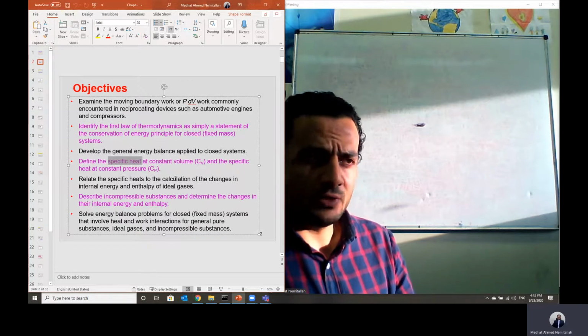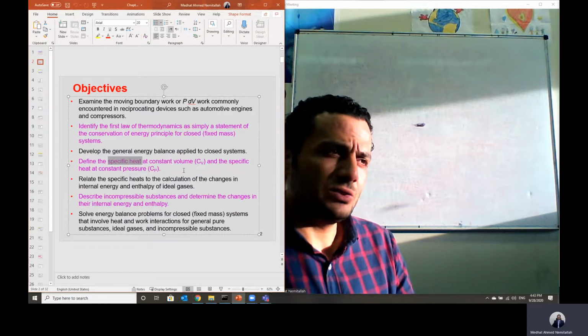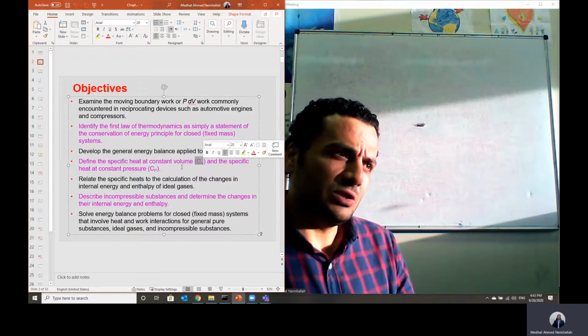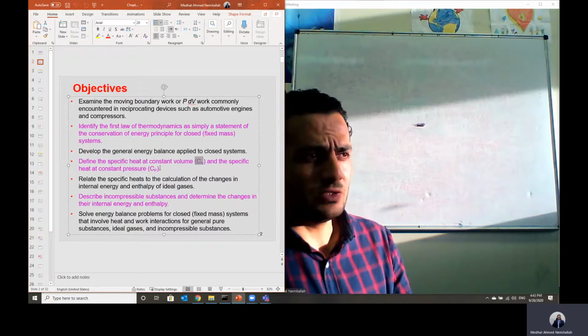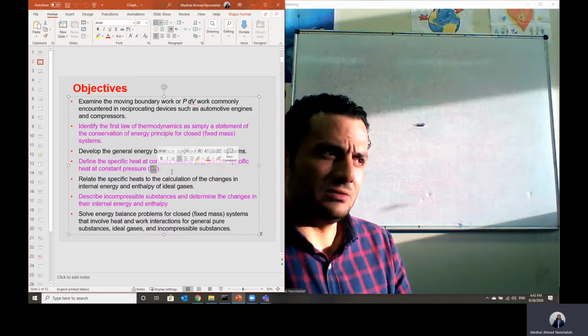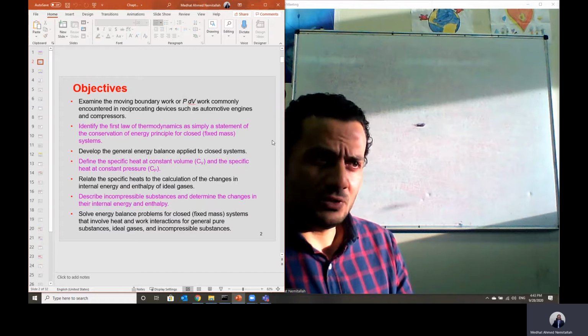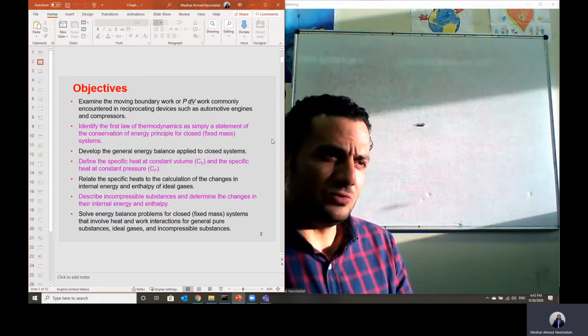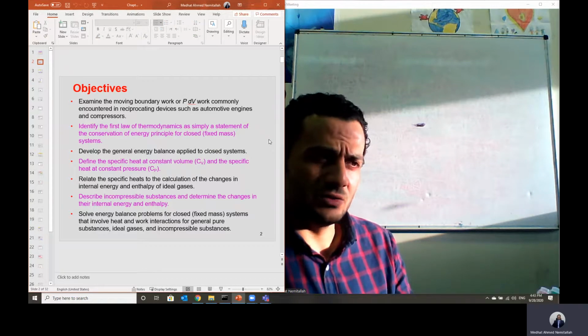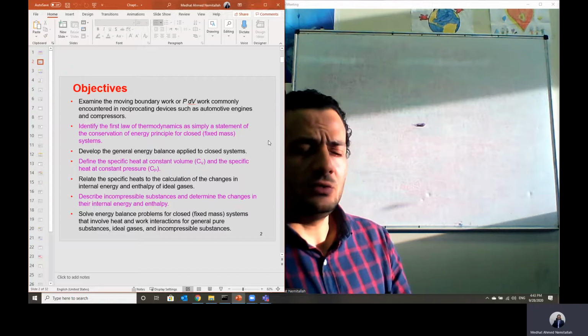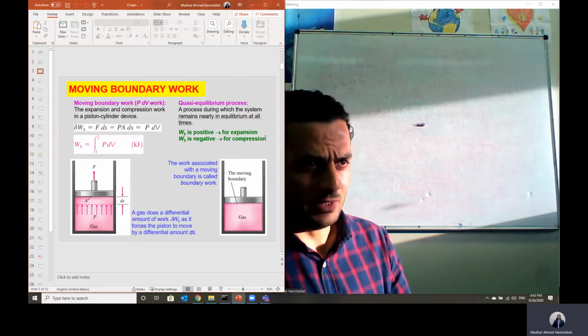Inshallah, we'll learn in this chapter how to calculate delta U and delta H in relation to the values of the specific heat at constant volume and the specific heat at constant pressure. So this is the whole of this chapter. It will be just simple. We don't have more equations, just the equations we have developed, and inshallah in this chapter we'll just have more applications.